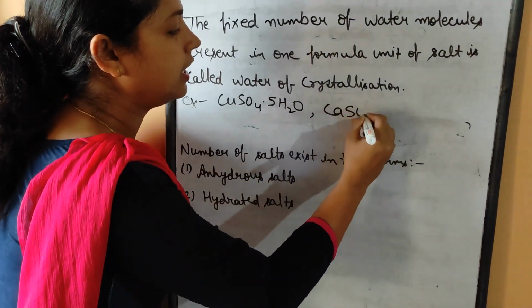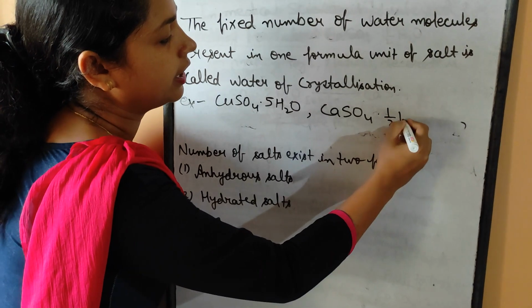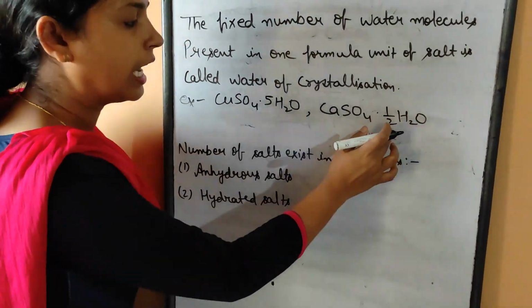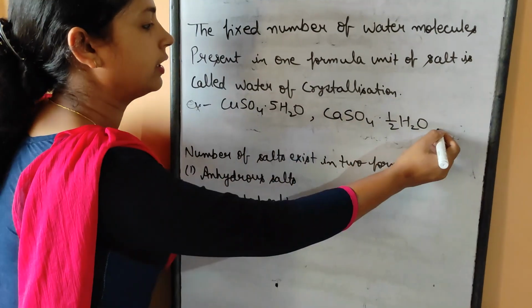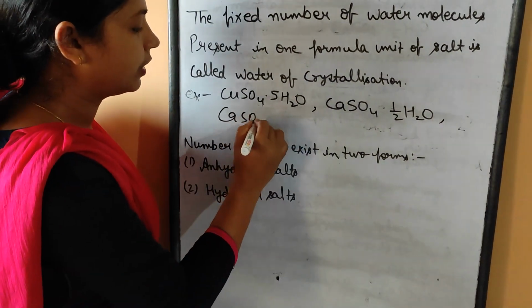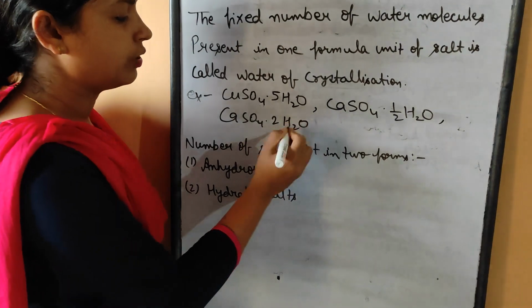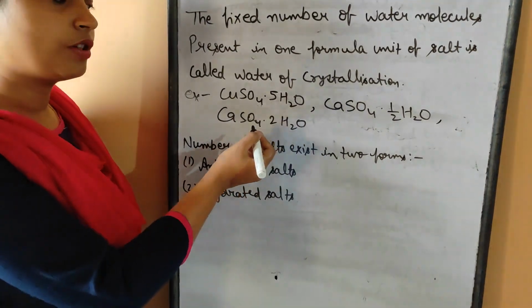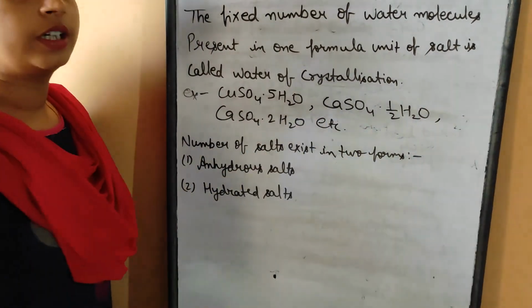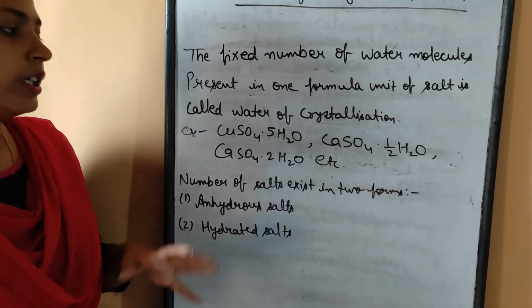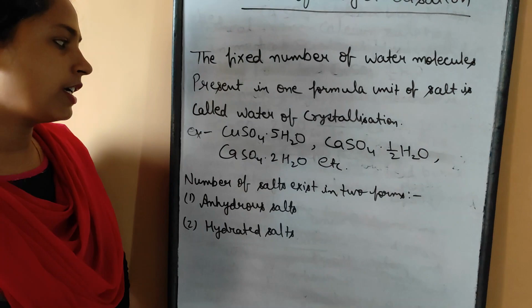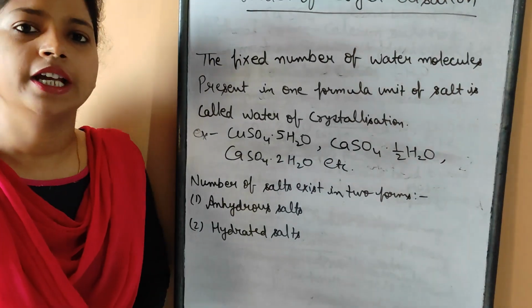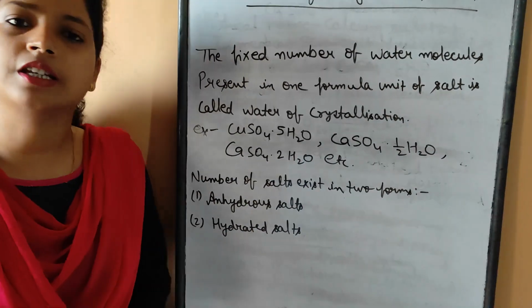Similarly, CaSO4·½H2O. So this half is the water of crystallization for plaster of Paris. CaSO4·2H2O. So this 2 is the water of crystallization for gypsum, and so on. So the fixed number of water molecules present in the formula unit of a substance, of a compound, of a salt is called water of crystallization.